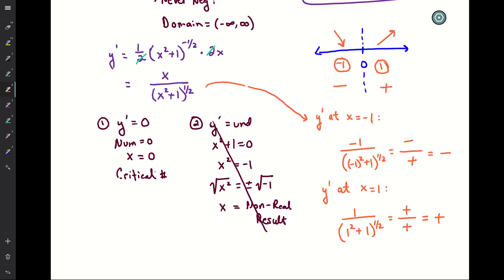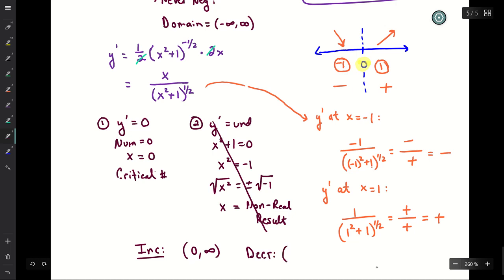All right, so the only thing we really have to do here is write down our final answer as far as increasing and decreasing. In this particular problem, remember we always look back to our critical number, so that was the 0. So we're increasing from 0 to infinity, and we are decreasing from negative infinity to 0. All right, y'all let me know if you have any kind of questions.